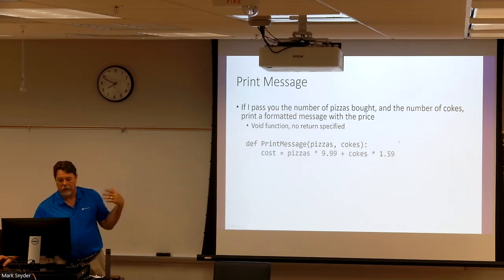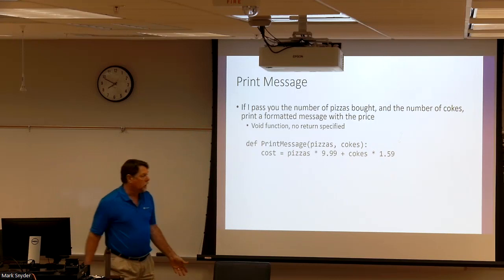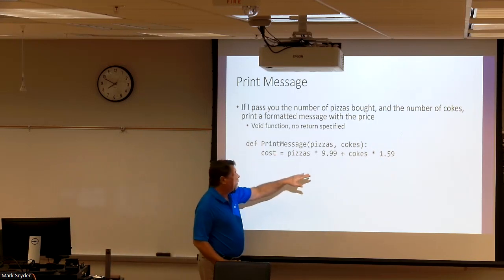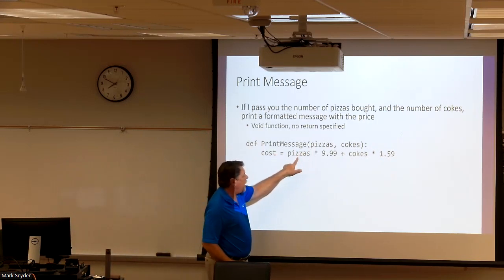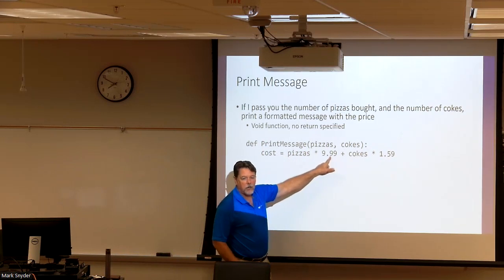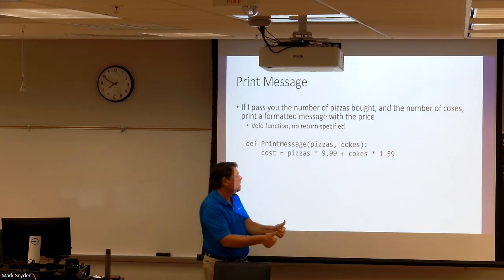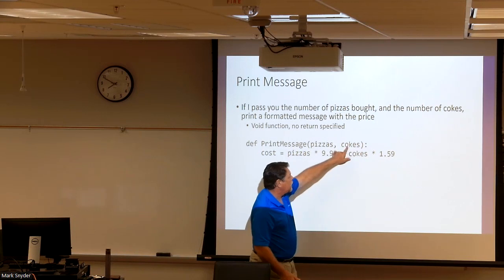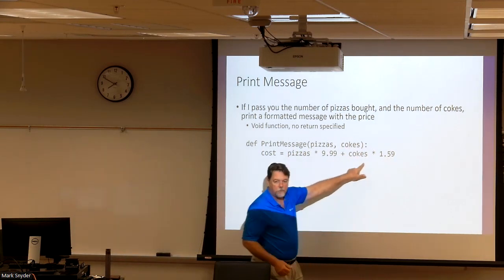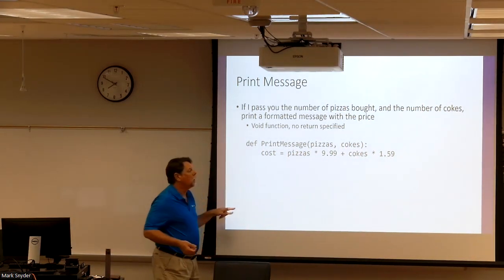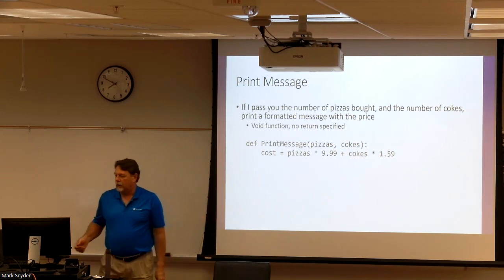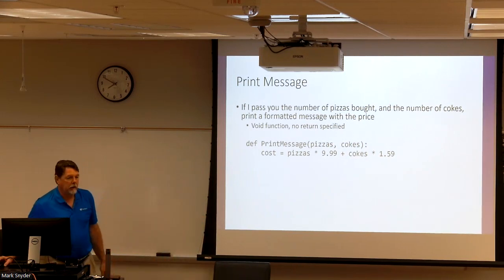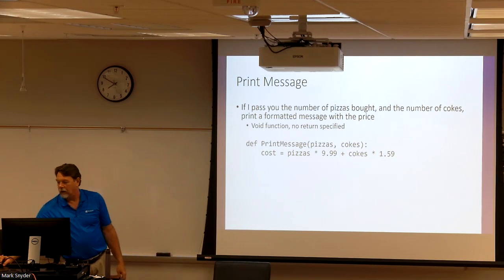So this is going to have a couple of lines of code. One is going to calculate the cost. Again, this is just a fake problem, but the number of pizzas that you pass in, I'm going to multiply that times $9.99, smoking hot deal, get them while they last. And the number of Cokes, I'm going to charge you $1.59 per Coke, which seems like that's actually a pretty good deal from the places I'm eating at these days. Can't even get a Coke for that at McDonald's, it seems like, for $1.59.